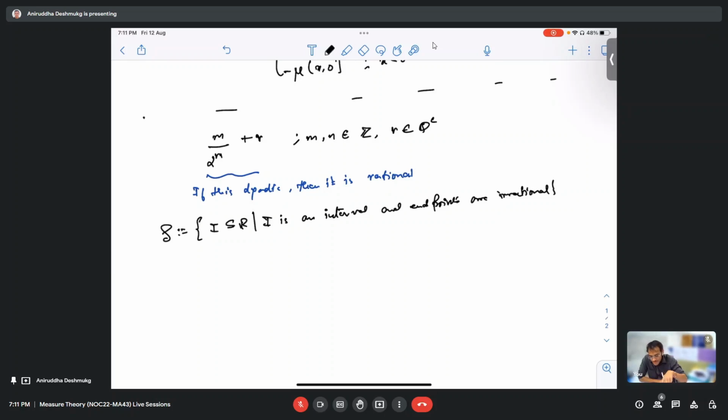See, we have formed this collection, right? You said let us collect all those intervals whose endpoints are irrational numbers. So I am asking you, what are the endpoints of the real line? No endpoints, sir. So does R belong to S? No, because it doesn't have any boundary points. So this cannot be a sigma algebra.